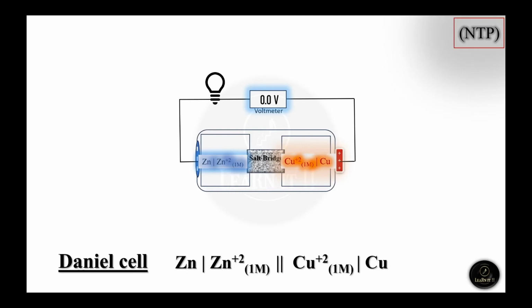So this is called the variation of cell potential. It was 1.1 volt, and now it dropped down to 0. So what are the things that changed during this transition?